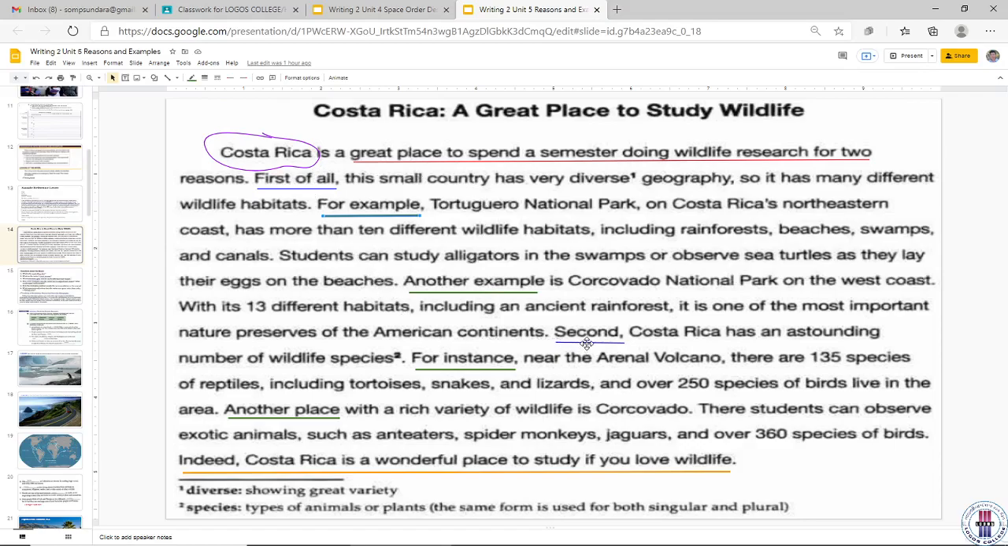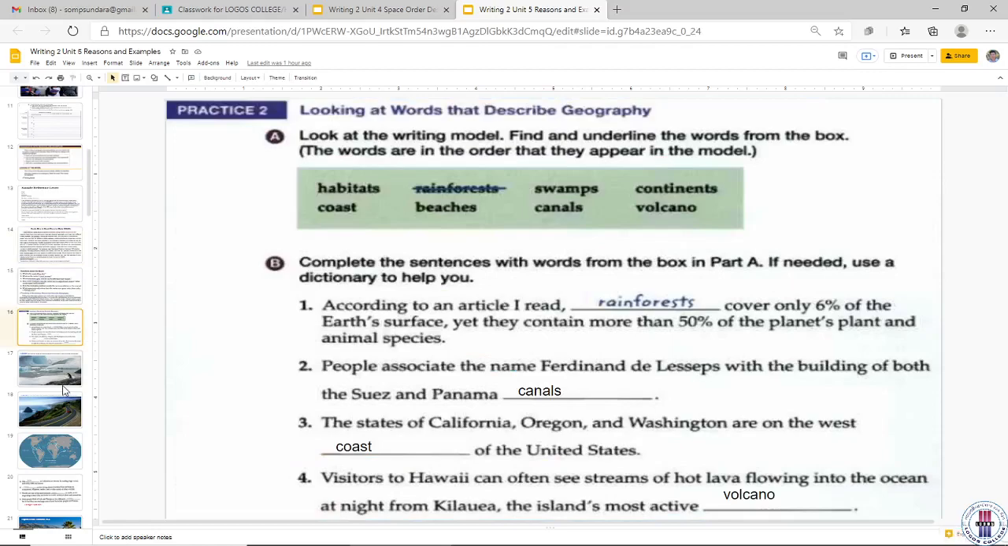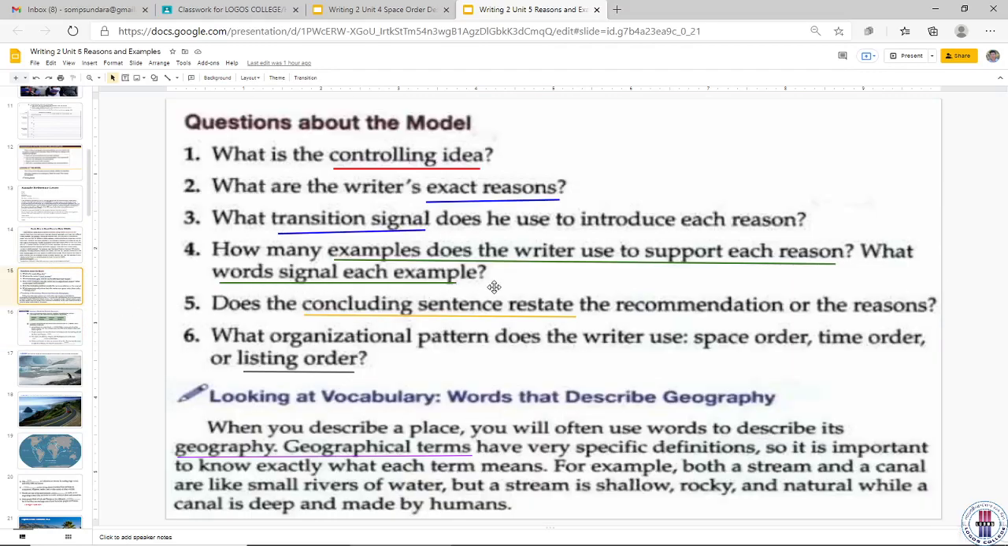Their second reason, they introduce with the transition signal second. Costa Rica has an astounding number of wildlife species. This means a lot. For instance, here, this is used to introduce support.